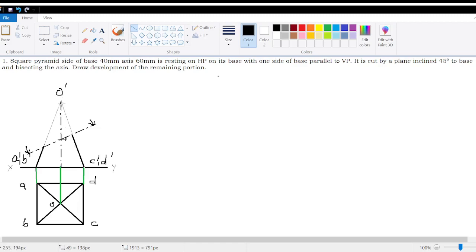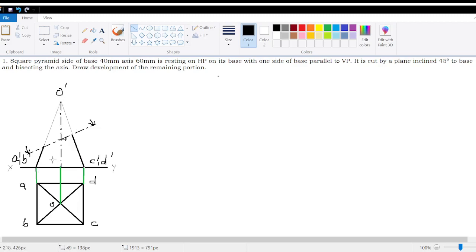Now, can you tell me whether O dash A dash or O dash B dash or O dash C dash or O dash D dash, they are the true length? Now, in an elevation, if a line has to be a true length, the corresponding plan should be parallel to the XY line. So when we have learned lines, we have seen that only when the plan is parallel to the XY line, the corresponding elevation will give the true length. In this question, you can see that none of these line edges, whether it is OA or OB or OC or OD, they are parallel to XY line. So this line O dash C dash or O dash A dash, they will not give the true dimension.